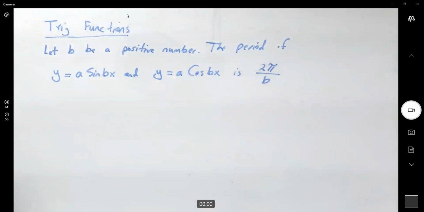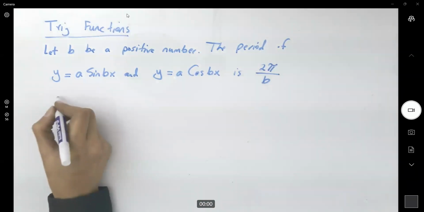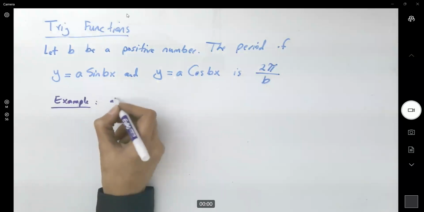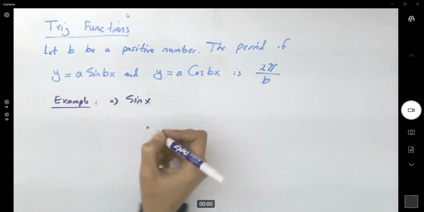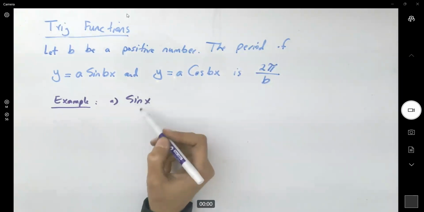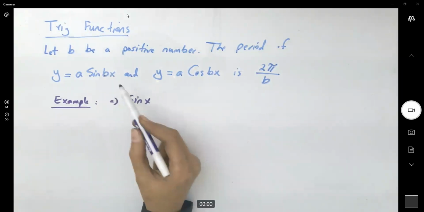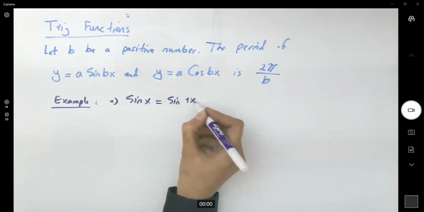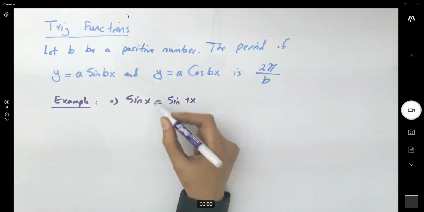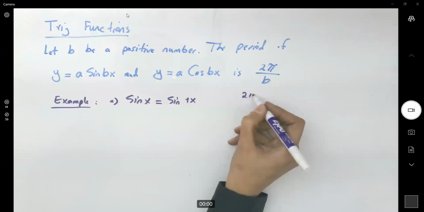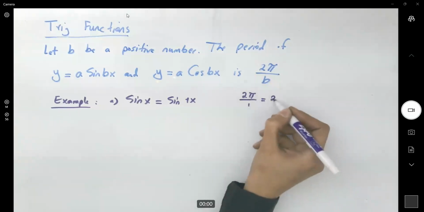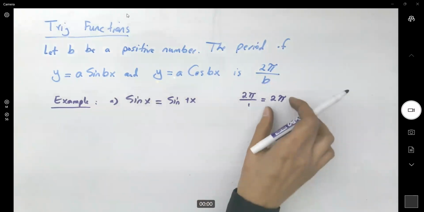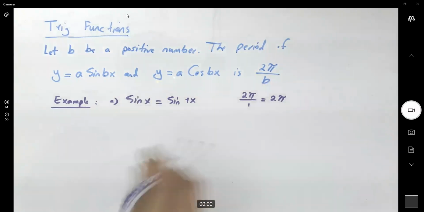For example, when you're thinking about the sine function, for sine of x, you say, hey, I don't see any b. It means that b was invisible, and this was originally written as 1 times x, which is just x itself. So obviously 2 pi divided by 1 is equal to 2 pi. That's why we said that the period of the sine function is 2 pi.